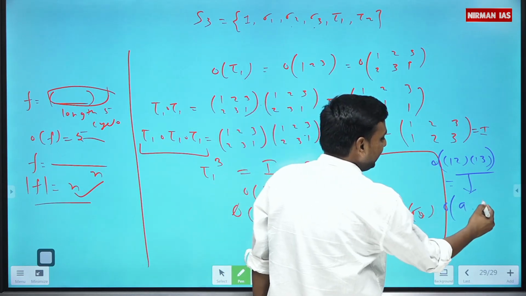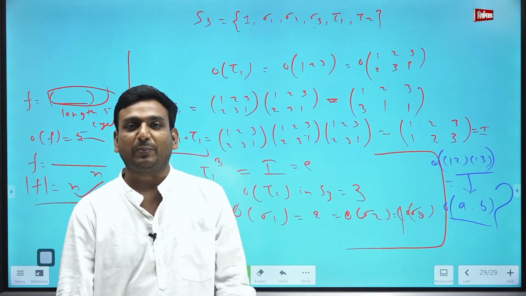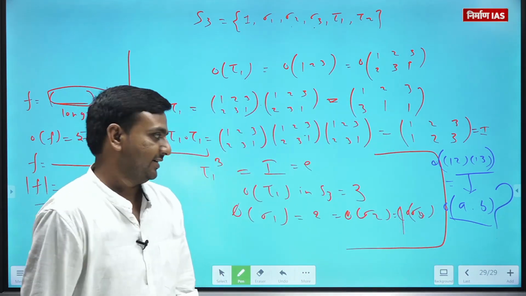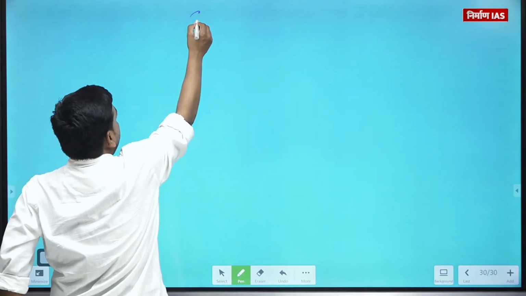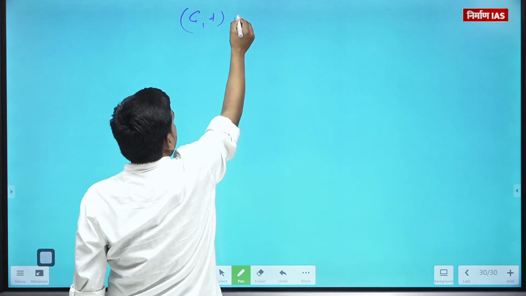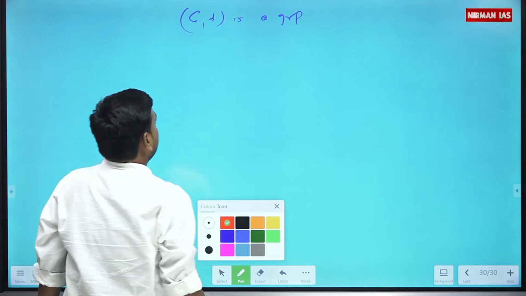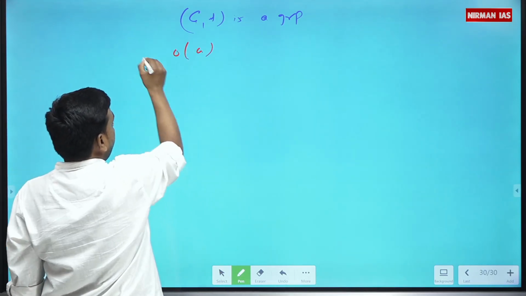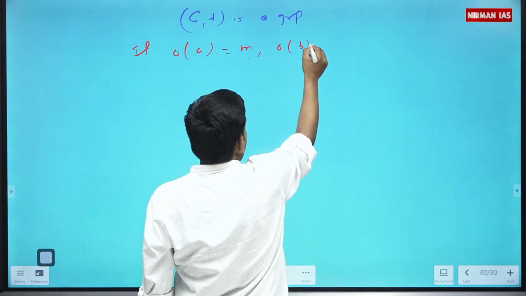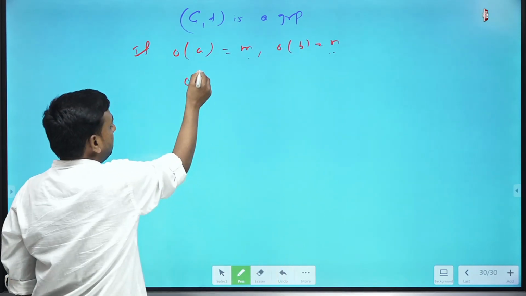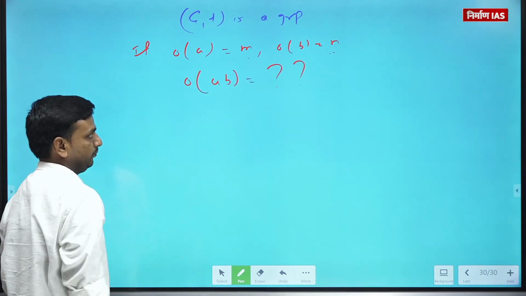The order of ab is our next topic of discussion. Is that fine? Let's say G is a group. If the order of a is m and the order of b is n, then what can you say about the order of ab?